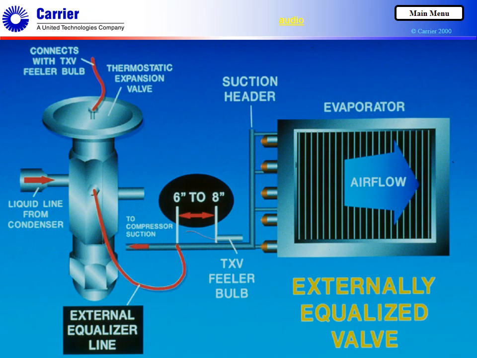The equalizer normally penetrates the suction line 6 or 8 inches downstream from the sensing bulb, unless the manufacturer's instructions indicate otherwise. Externally equalized valves are used on virtually all evaporators that are fed by a refrigerant distributor. Small capacity products with low evaporator pressure drops use an internally equalized valve. When in doubt, it never hurts to use an externally equalized valve.